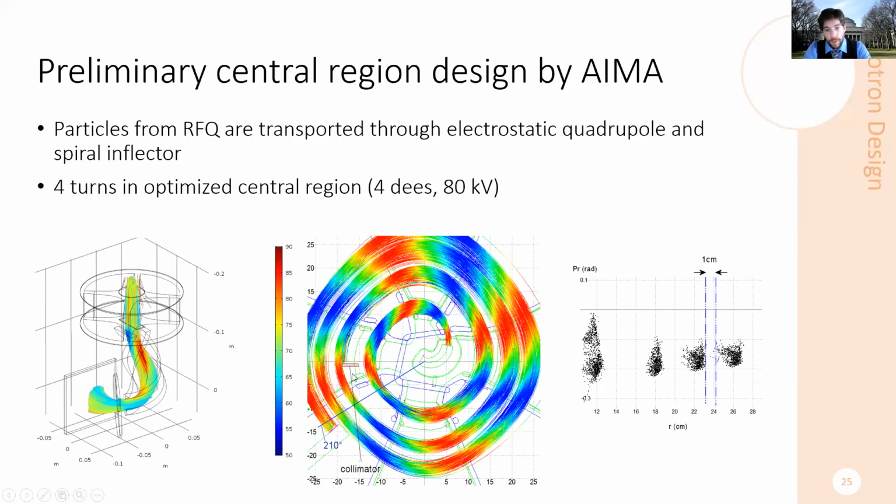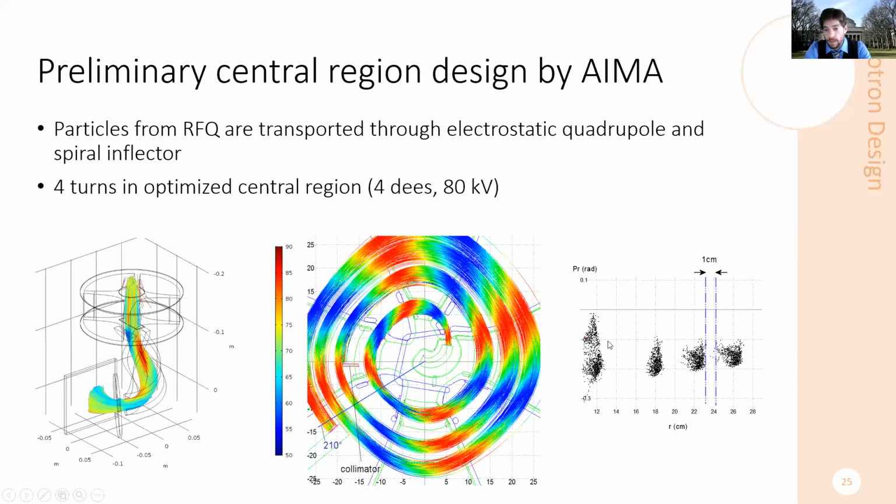Now we have to clean this beam up a little bit because, as I mentioned, the energy spread out of the RFQ is quite large. And so particles, as you can see, go on various different radii trajectories here. So we would then put collimators, and these collimators help reduce the beam halo.